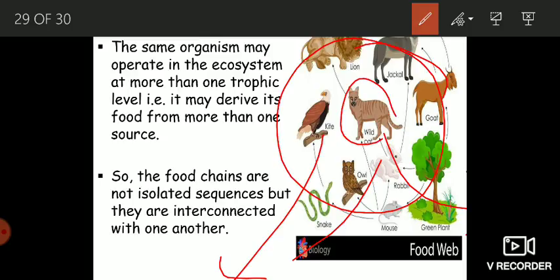Here let's take the example of a wild cat. This wild cat has a number of options available. For example, it can feed on this rabbit, and it can also feed on this mouse. That means it has a number of options available, and because of this diversity, because of this ample number of options, the energy and matter is moving in a network-like pattern, and this network-like pattern is known as a food web.